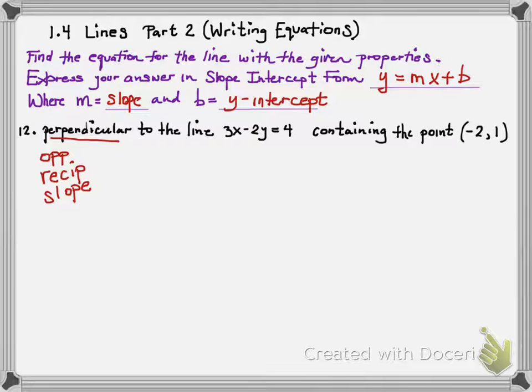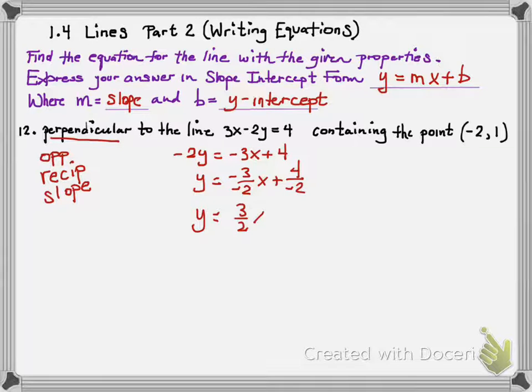So I'm going to subtract 3x from both sides. If I do that, that gives me negative 2y equals negative 3x plus 4. Then I'm going to divide everything by negative 2. And then I'm going to clean this up. So negative over negative is a positive, and it goes away. And a plus 4 over negative 2 would be simply minus 2, right?